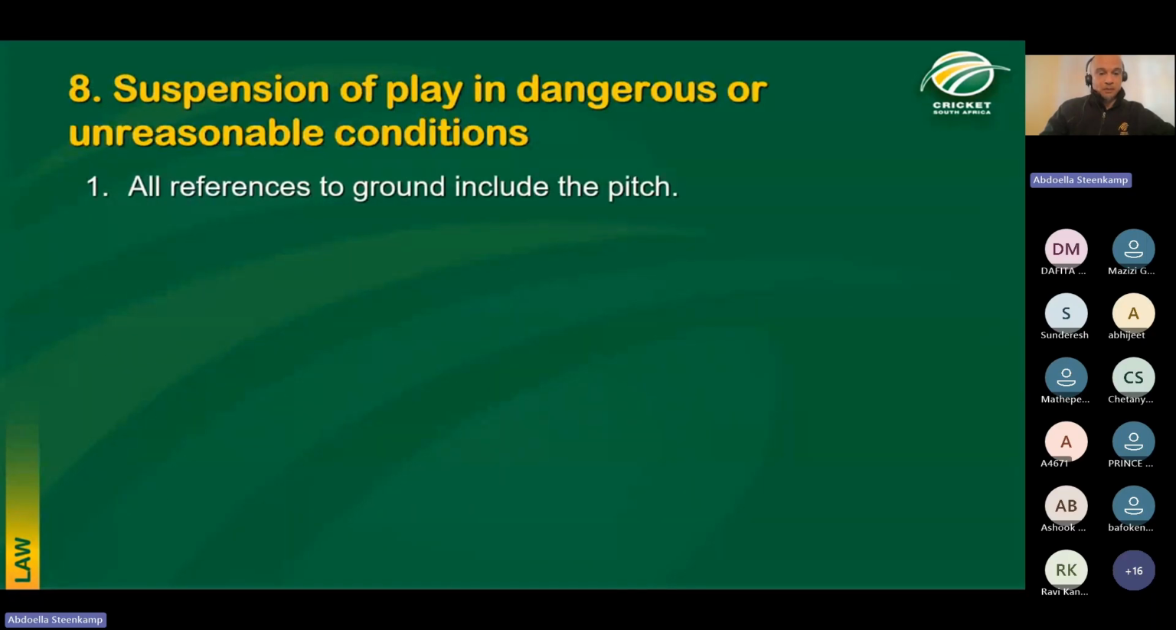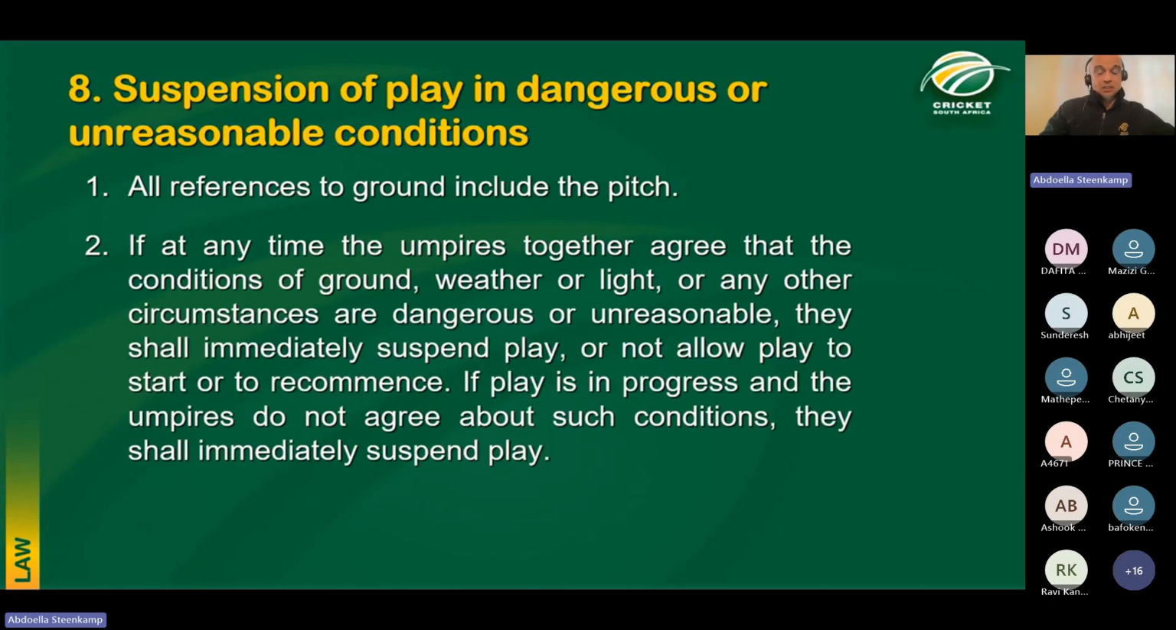When it comes to suspension of play in dangerous or unreasonable conditions, according to the law, if one umpire feels that conditions are dangerous or unreasonable, play shall be immediately suspended. You don't need both umpires to agree. You only need one umpire to think it is too dark, and conditions according to that umpire are now dangerous or unreasonable. If that is the case, then play is to be suspended immediately.